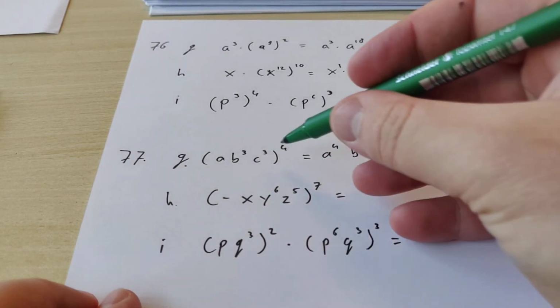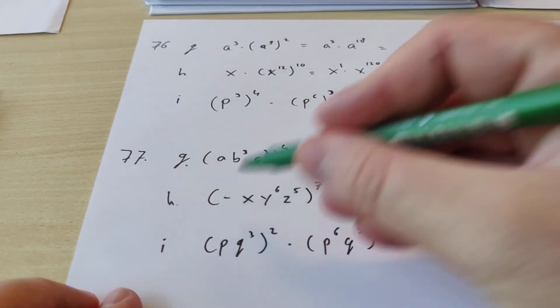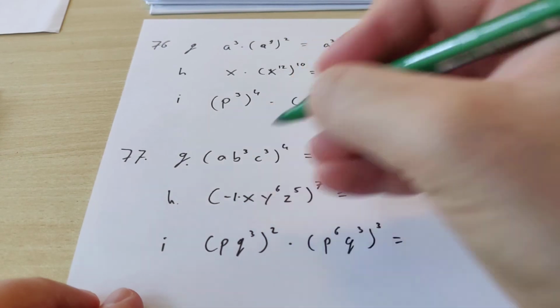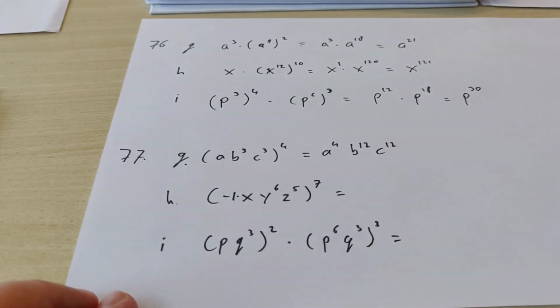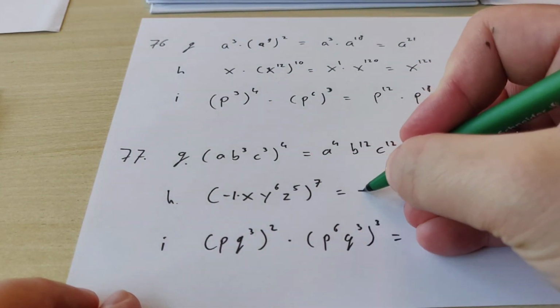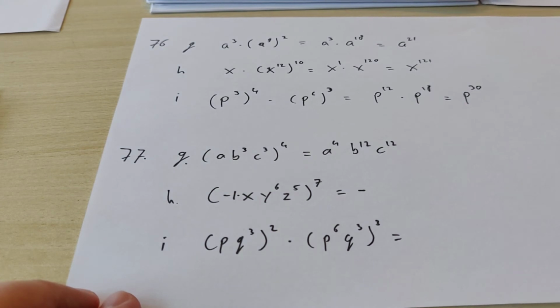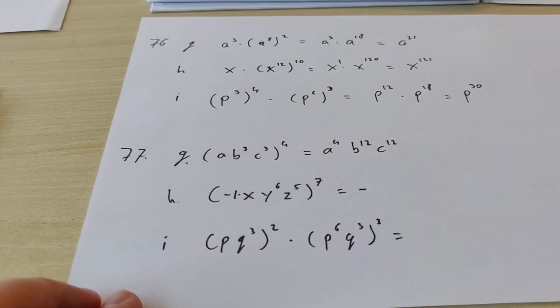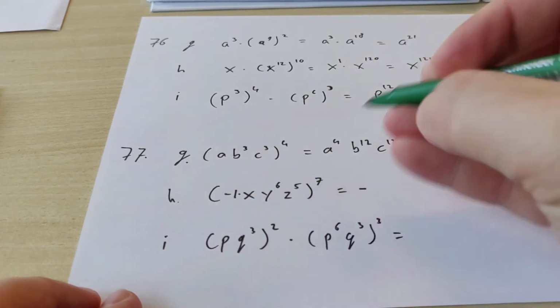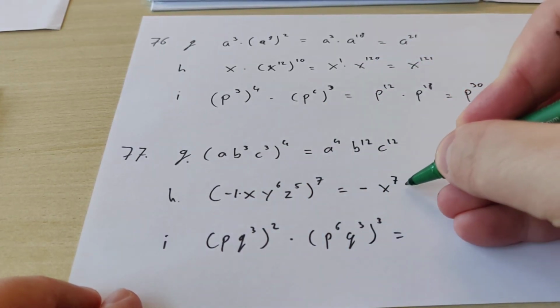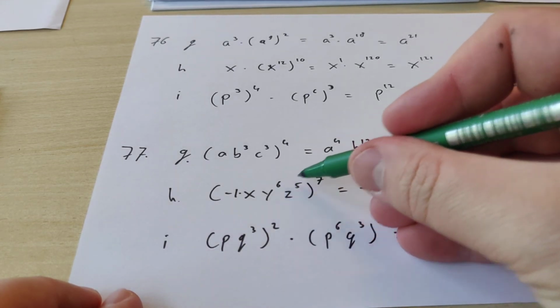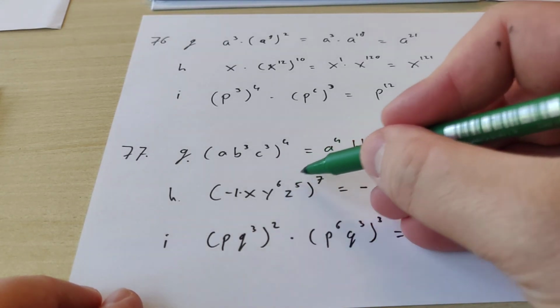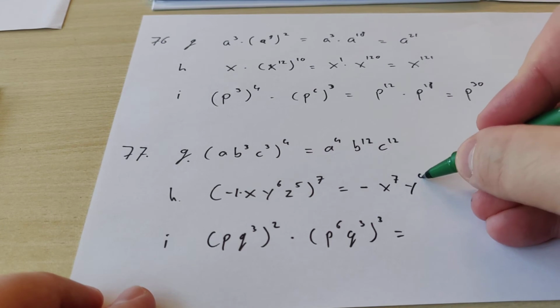Moving on to the next one, this works the same, but now there's also a minus here. Now the minus means it's just minus 1. Minus 1 to the power of 7 is still going to be negative. Negative times negative would be positive, but you have an odd number of minuses, so the outcome will be negative. Then we have an x to the power of 7. Then we have y to the power of 6 to the power of 7. So you have to multiply them, so that's 42.